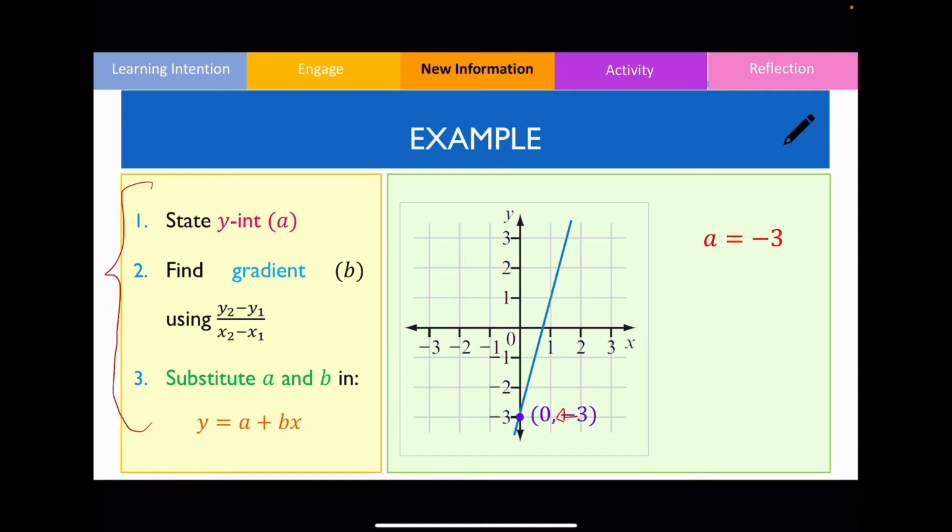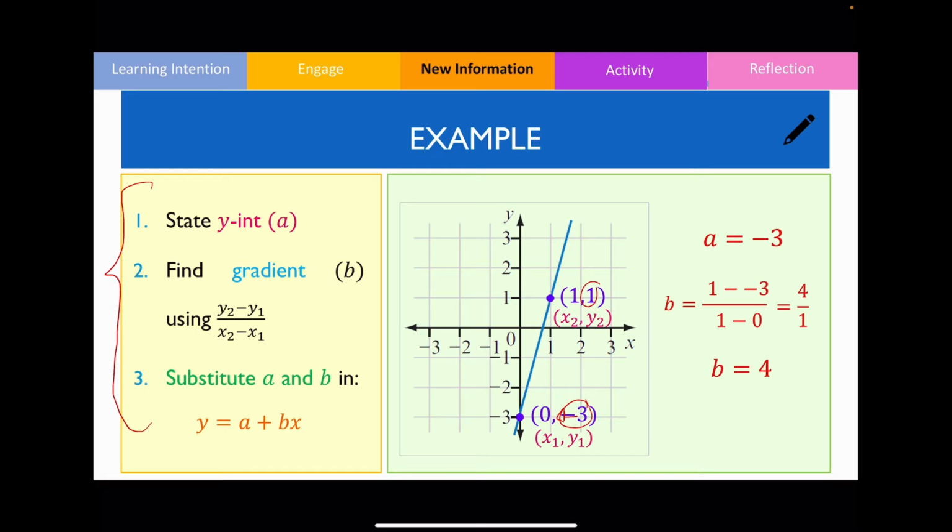Step 2 says we need to find the gradient. So in order to find the gradient, we need to know 2 coordinates. I've got the first coordinate already, which is our y-intercept. The second coordinate that I'm going to choose that's on the straight line is (1, 1). And to therefore get the gradient, I'm going to label the coordinates as x1, y1, x2, y2. And in this case over here, y2 is equal to 1. So 1 minus -3 over 1 minus 0. Simplify this, so therefore it becomes 4 in this case.